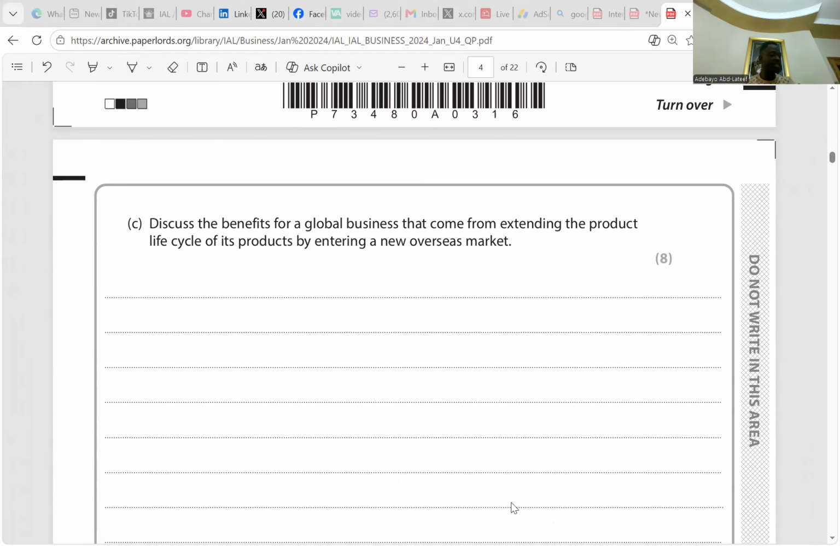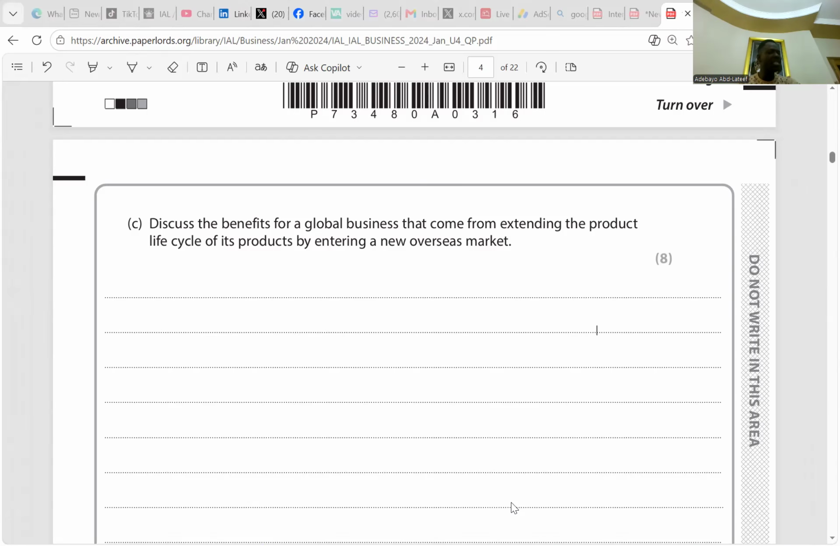So for question 1C, they said, I wrote the formula for you anyway. So for question 1C, they said, discuss the benefit for a global business that comes from extending the product life cycle of its products by entering a new market. So there's extending the product life cycle. When you are extending your product life cycle, it simply means you have successfully taken your product away from decline to start selling again. So that is what extending is here.